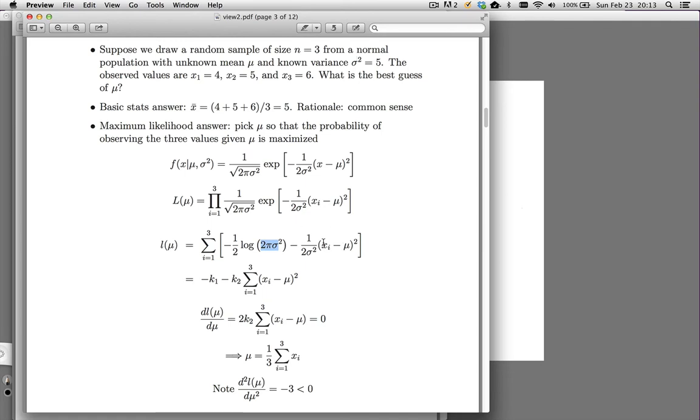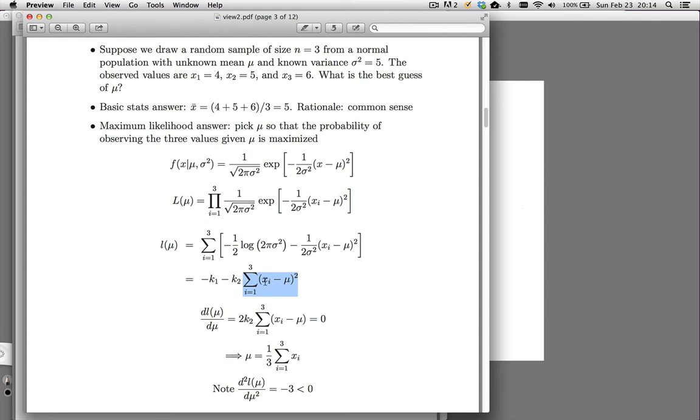Now if we look at this closely, what we really have is the sum of 3 of these things. And this is just a constant. So let's just say K1. So that's the sum of those 3 things. And then what we have is some other constant times this quantity, xi minus mu squared, which looks a lot like least squares. In fact, that's exactly what it is. It turns out that x bar is also the least squares estimator of mu. The maximum likelihood and the least squares estimator in this case are exactly the same.